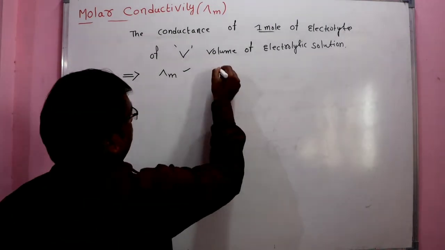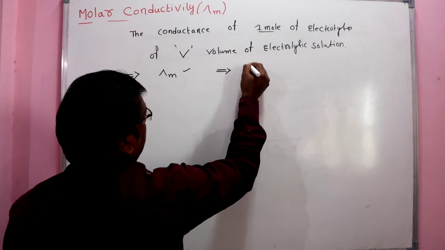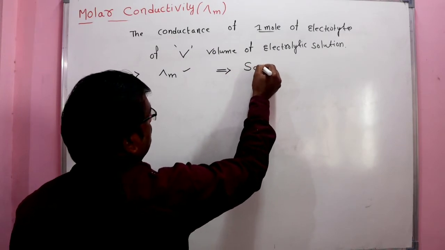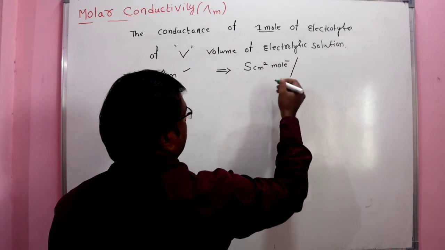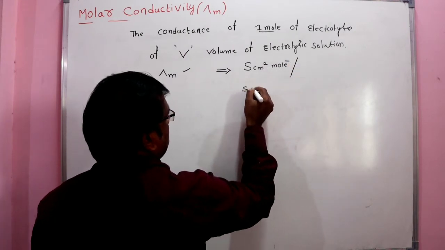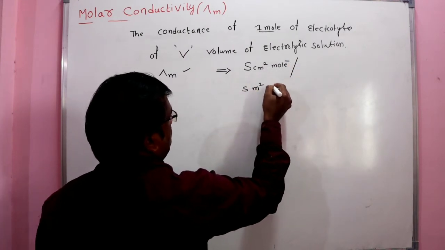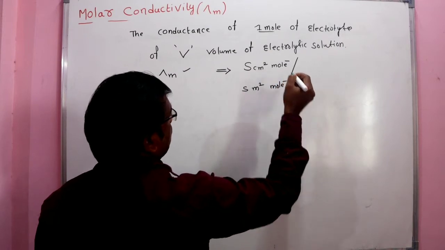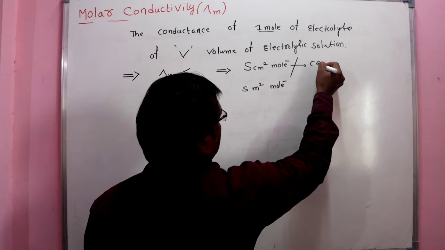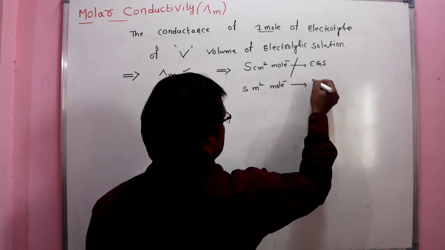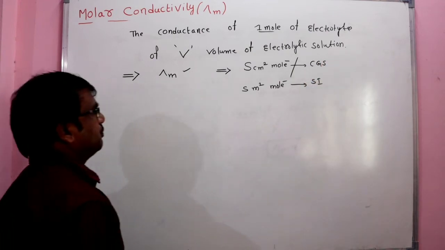And what are the units of lambda m? Siemens centimeter square mole inverse or Siemens meter square mole inverse are the units of molar conductivity. These are the CGS units of molar conductivity. These are SI units of molar conductivity.